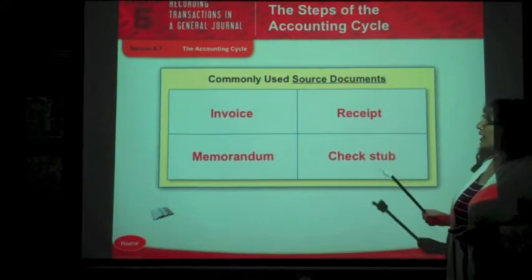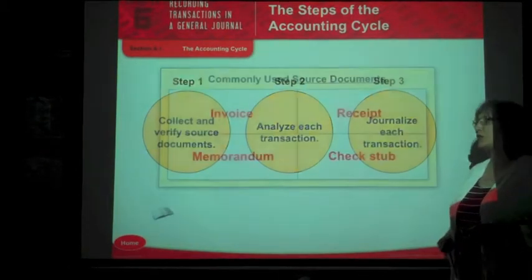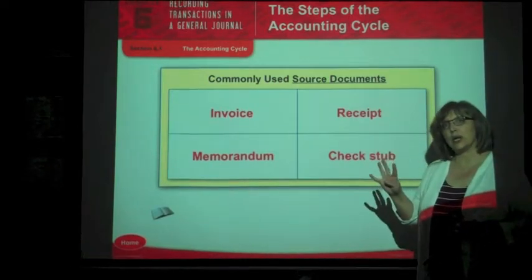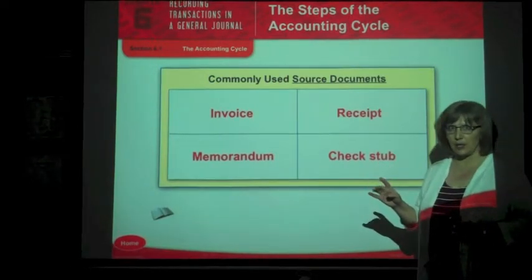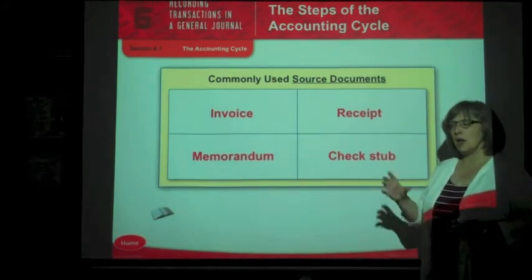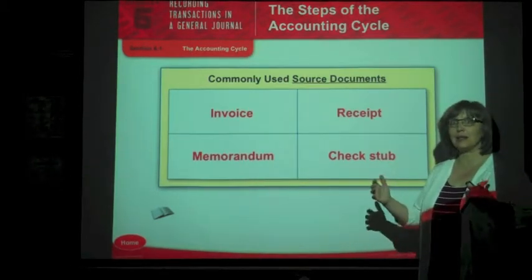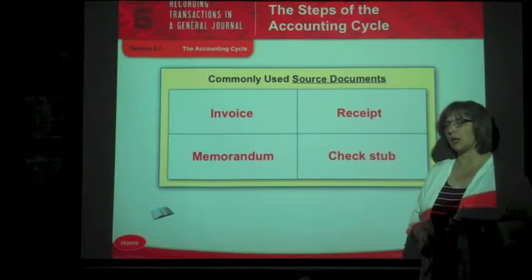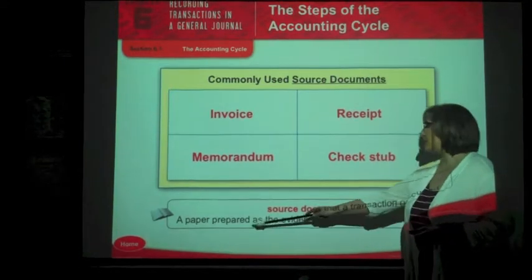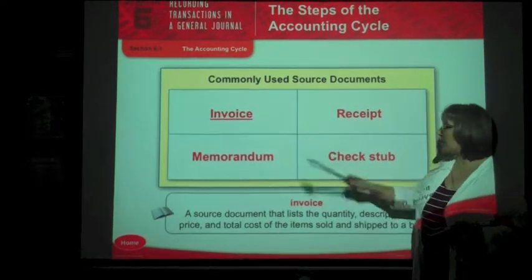The first one is collect and verify source documents. And we're going to be using 4 common source documents. They're not the only source documents available, but they're the 4 most common. Source documents are little pieces of paper or an electronic file or anything that documents that a transaction has taken place. It's paper evidence that a transaction has occurred. The first one we're going to talk about is the invoice.